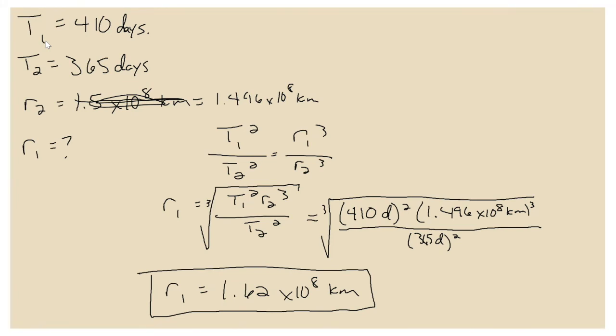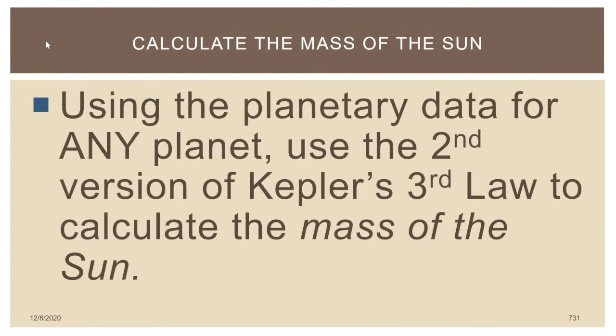To finish us up for today, I want to look at one more problem. And the one more problem is calculating the mass of the sun. It says here, using the planetary data for any planet, I want you to use the second version of Kepler's third law to calculate the mass of the sun.